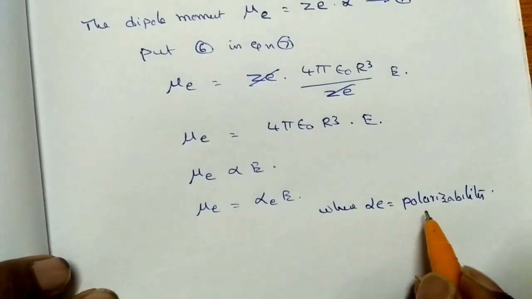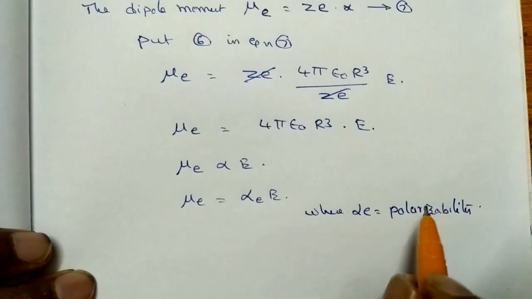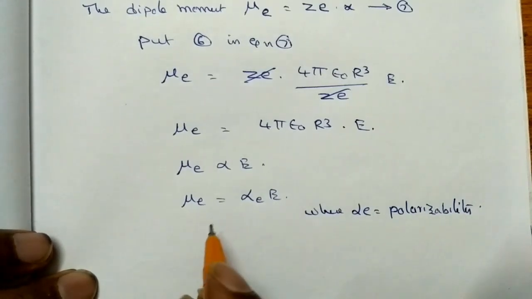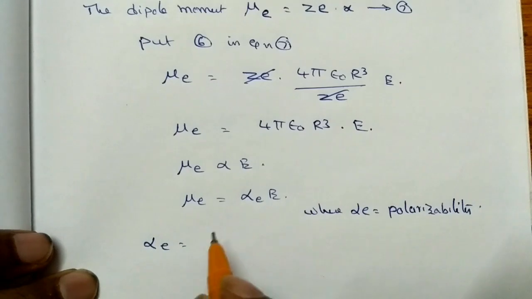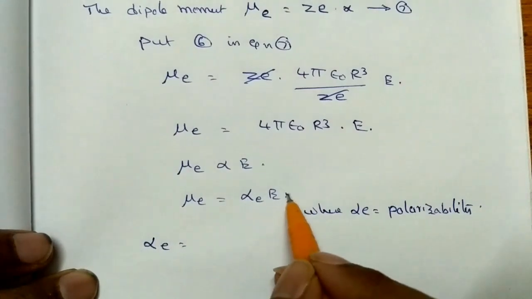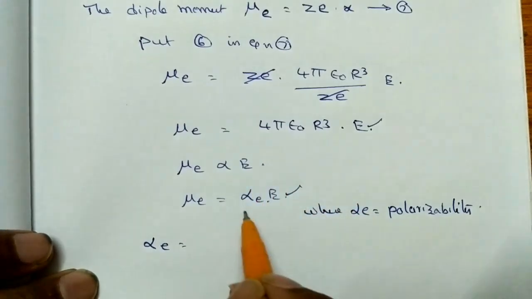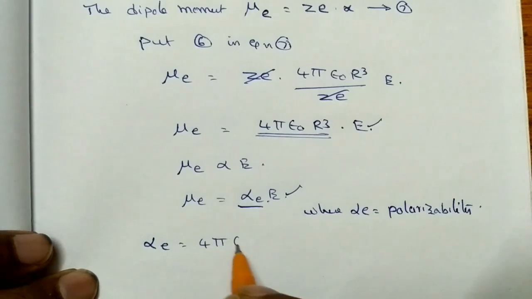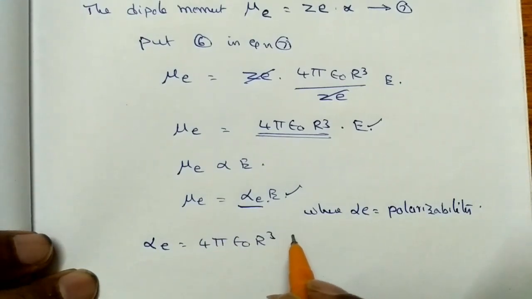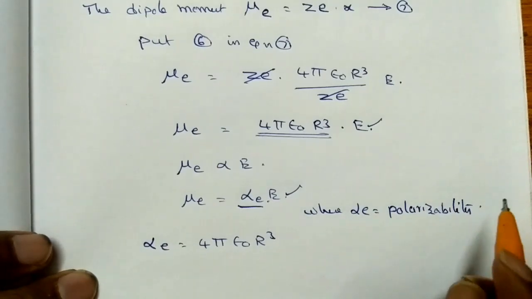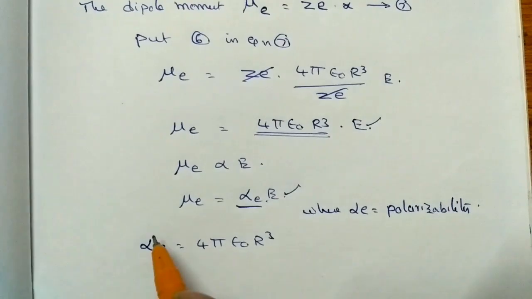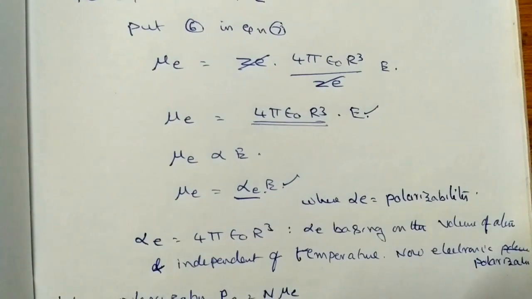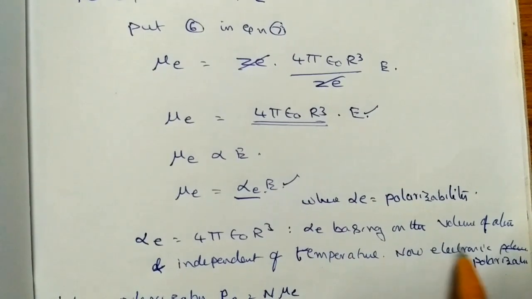Polarizability stands for one atom or molecule, not for bulk, only a single atom. Then compare these two equations, then alpha e is equal to this value. This alpha e is equal to 4 pi epsilon naught into R cube. Here alpha is the polarizability of an atom. Here alpha e depends on the volume of the atom and is independent of temperature.